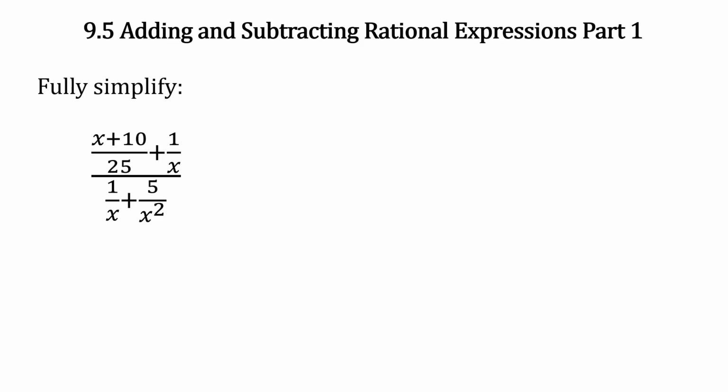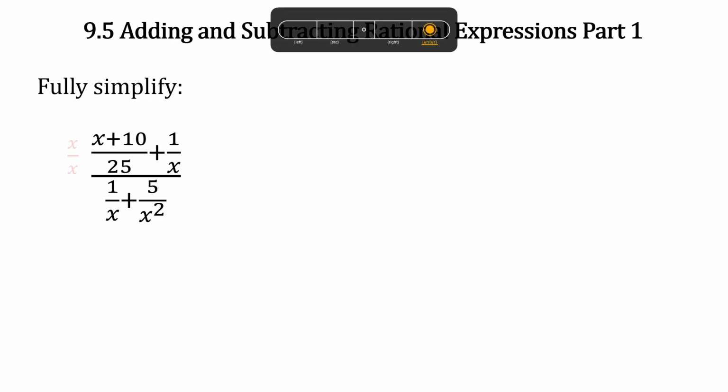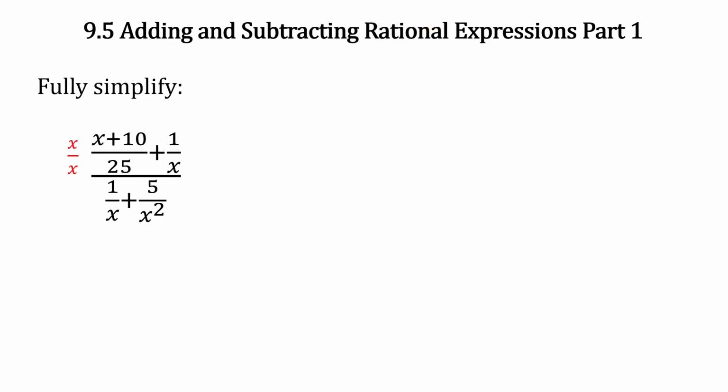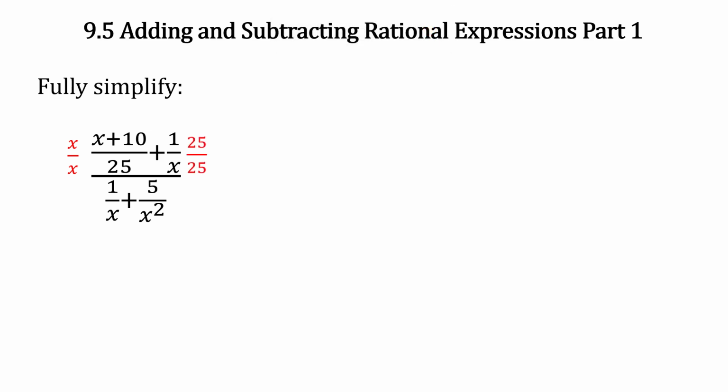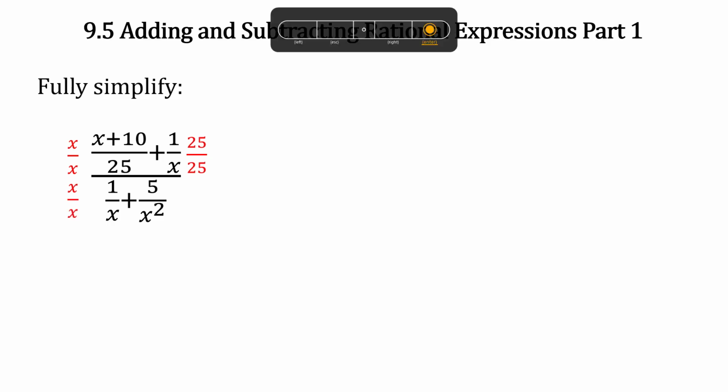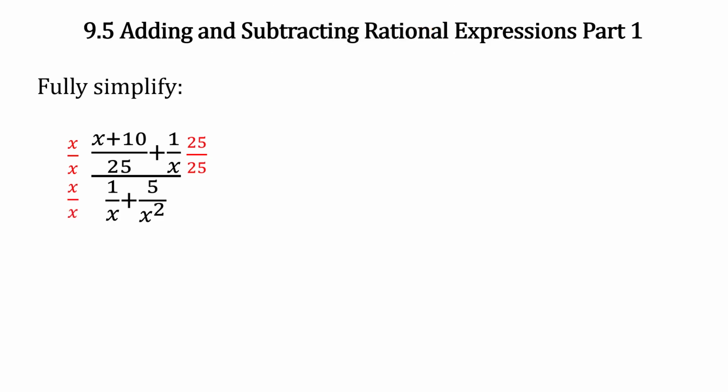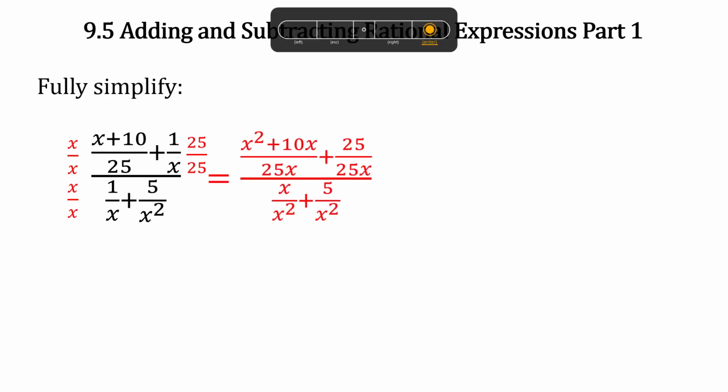All right, so my common denominator on the top is going to be 25x. So I'm going to multiply the left side by x over x and the right side by 25 over 25. My common denominator on the bottom is just going to be x squared. So I'm just going to multiply the left by x over x. So on the top, I'm going to get x squared plus 10x over 25x plus 1 over 25x. And the bottom, I'm going to get x over x squared plus 5 over x squared.